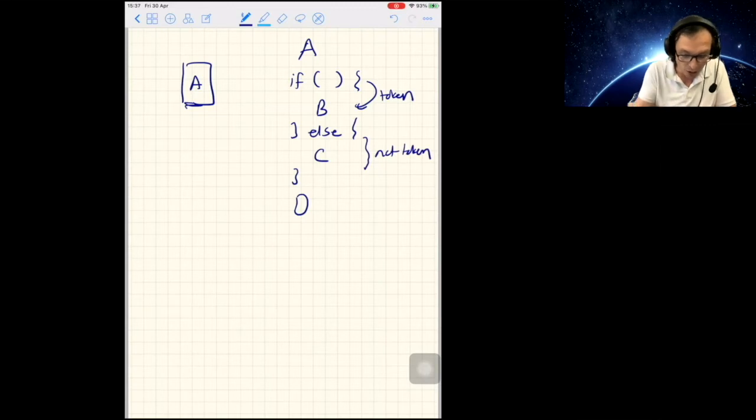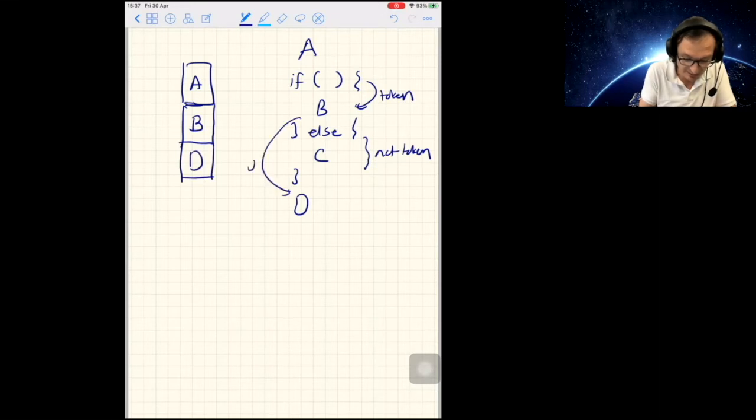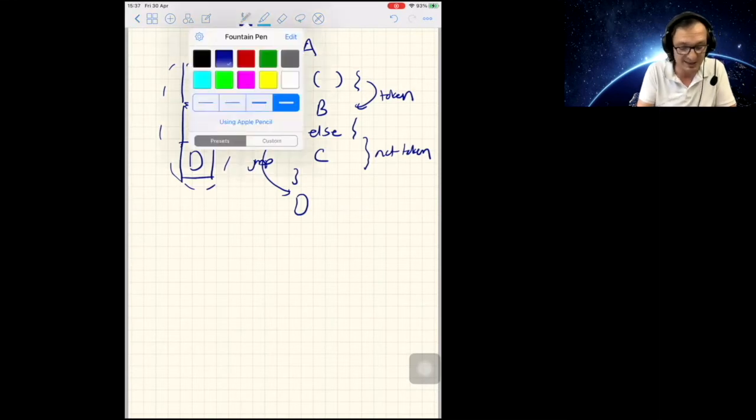Now, if your code is somehow laid out such that you have A, B, and then D, there's an unconditional jump over here. This is not good for not taken prediction, right? Why? Because to transition from A to B, the branch needs to be taken. But your processor is predicting not taken.